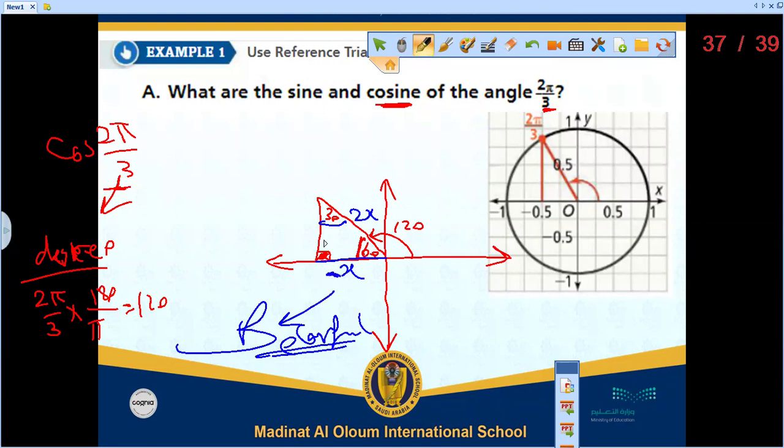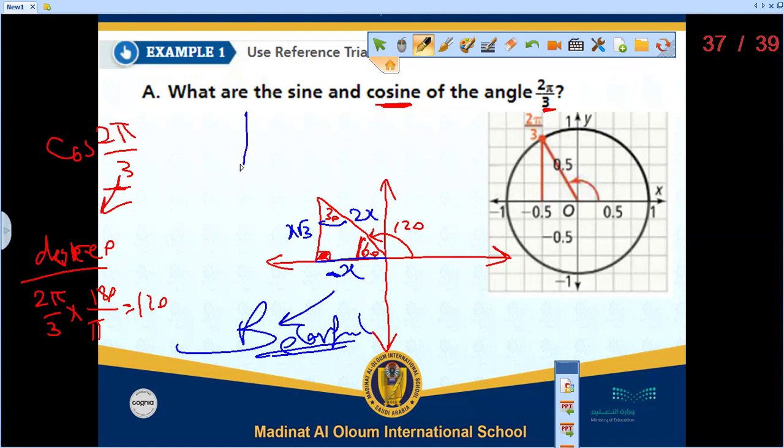Negative x. And this one is what? x radical 3. Do you remember 1? This is 2, 1, 1 radical 3. Or you can make it 2x. Negative x, x radical 3. 2x, x, x radical 3.